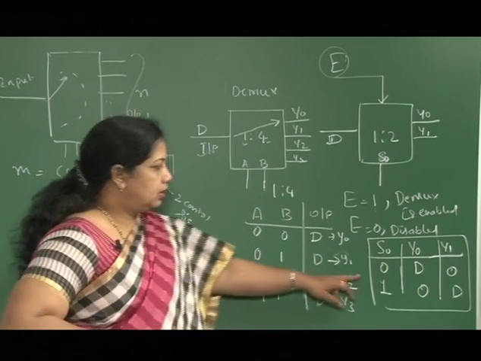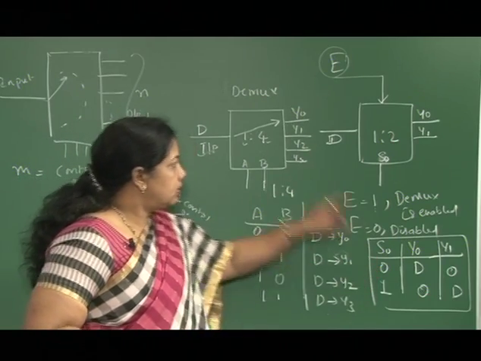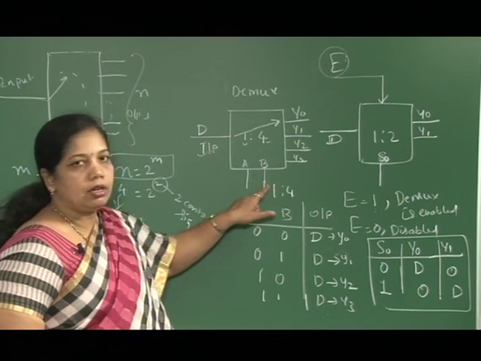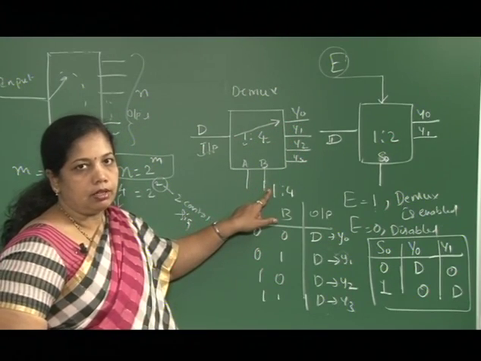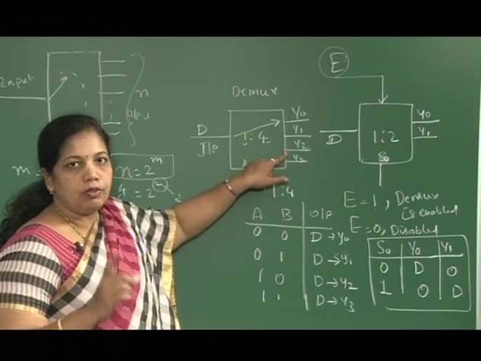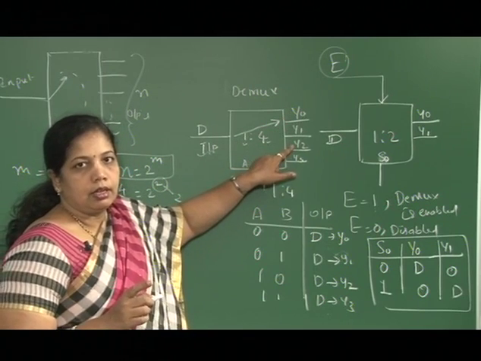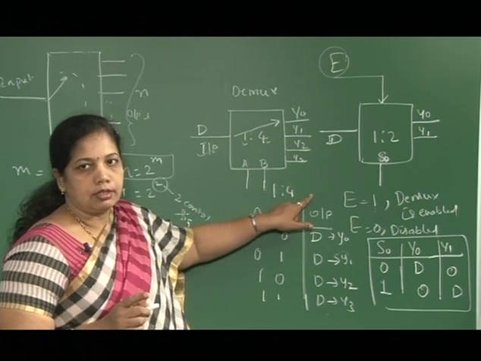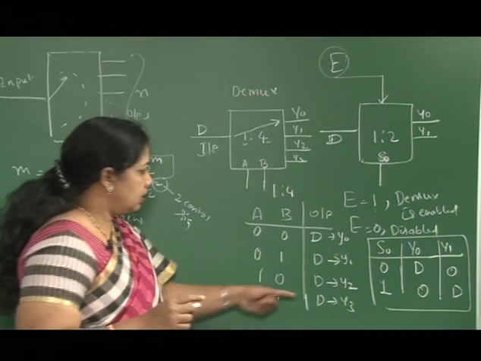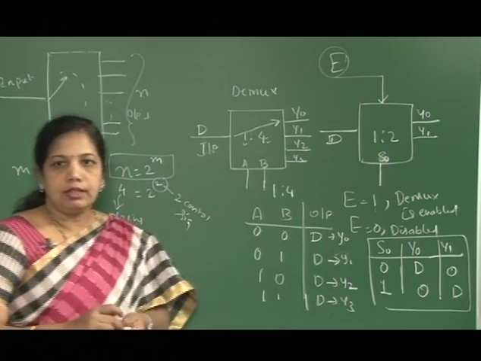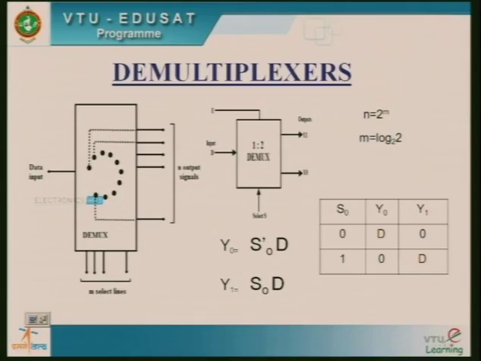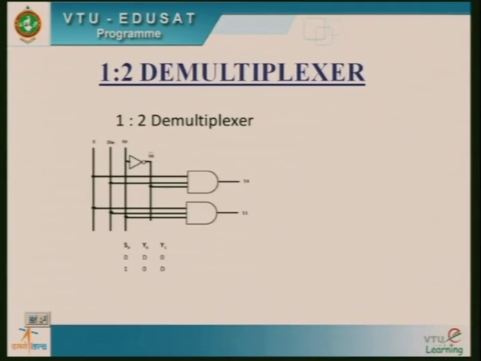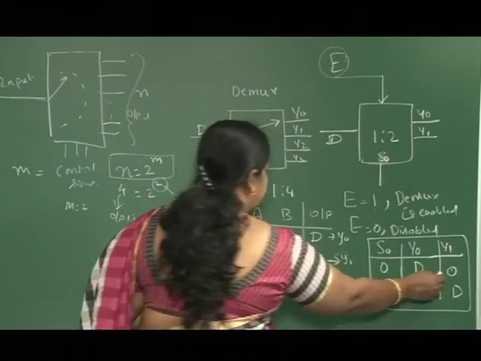You can just see here, this input is steered to the output based on what control signals I am giving. At a time one of the outputs will be high, or the input is sent to one of the output lines. So how do we write the circuit diagram for this? Now let us discuss how to write the circuit for this.